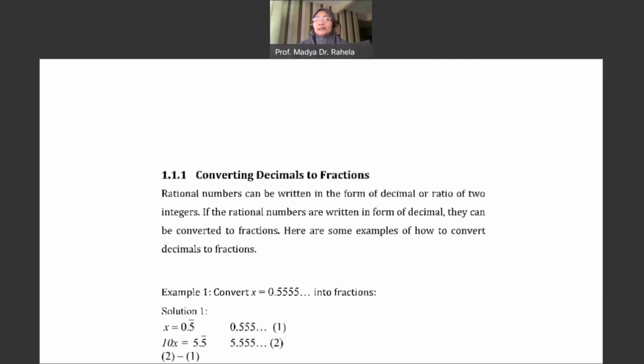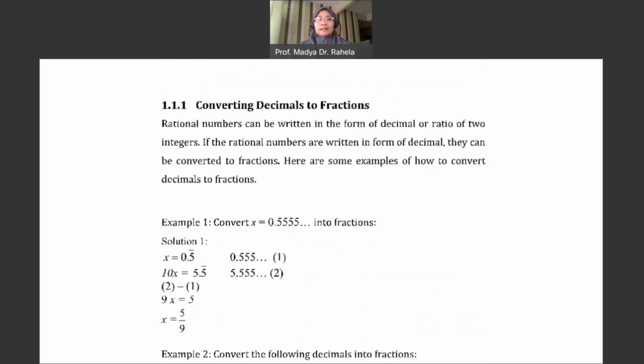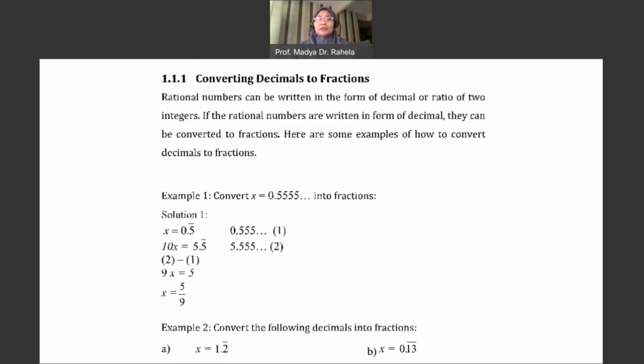Okay, converting decimals into fractions. Any decimal number can be converted into a fraction. So how do we convert a decimal into a fraction? Example, let's say we have x equal to 0.555. Now convert this into fraction form. We put a bar on top of a single 5 here. So let x equal 0.5 bar.